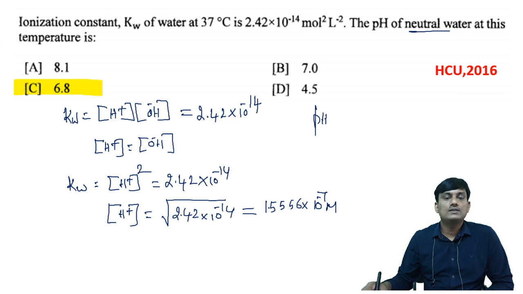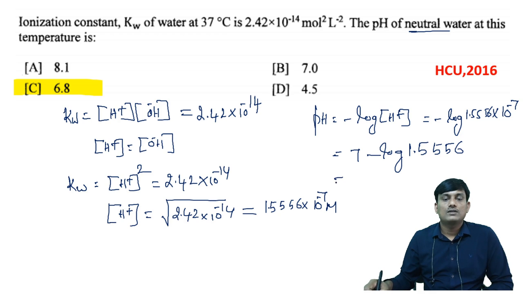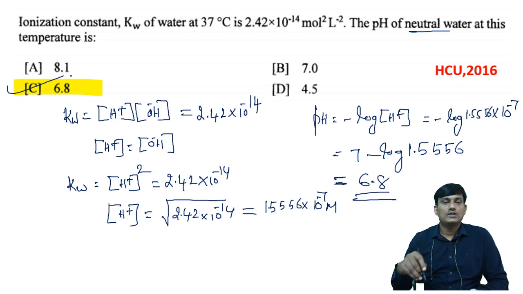Then pH is equal to minus log concentration of H plus, which is equal to minus log 1.5556 into 10 to the power of minus 7. So when you simplify, you will get 7 minus log 1.5556. Okay, after that you will get around 6.8. So this is the correct option.